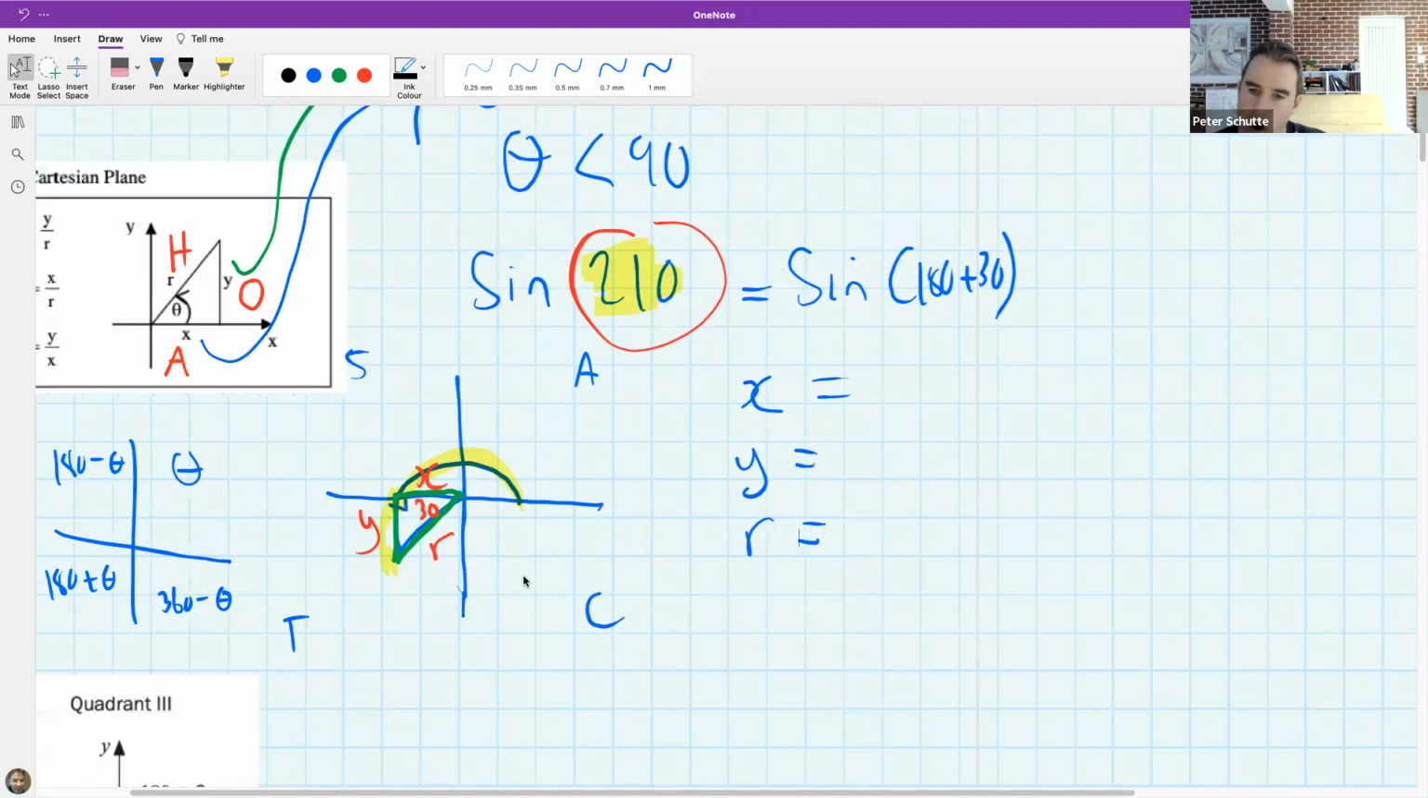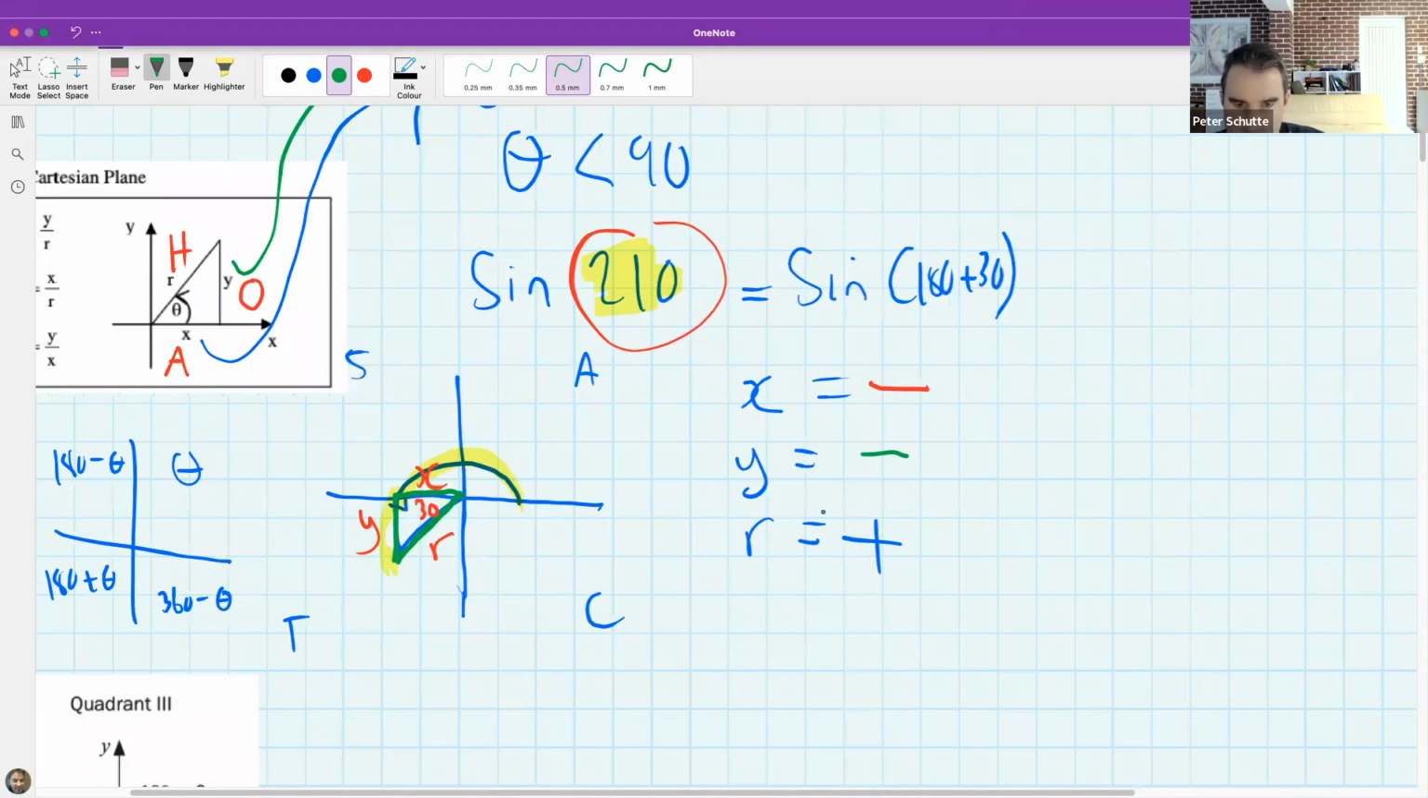So r is always positive because it's a radius. Yes, that's correct. x is negative because it's in quadrant 3, yes. What about y? y should also be negative.